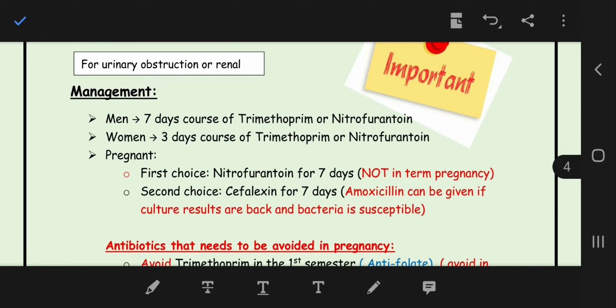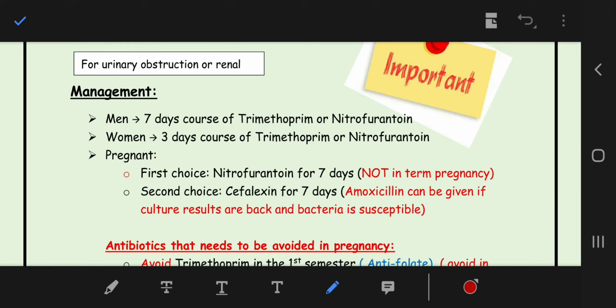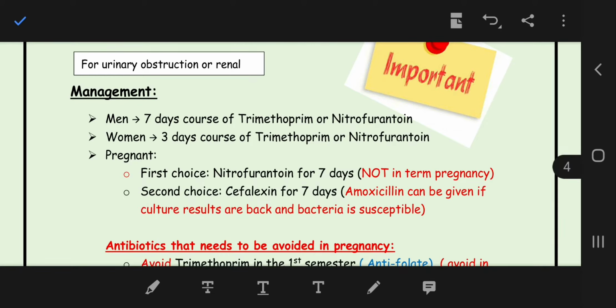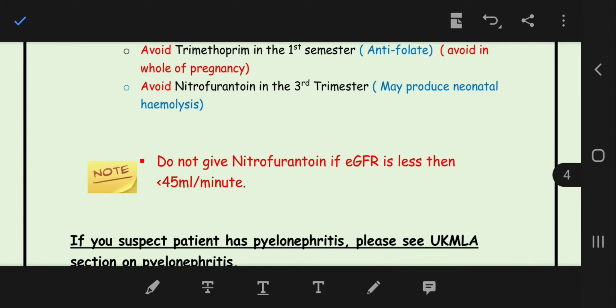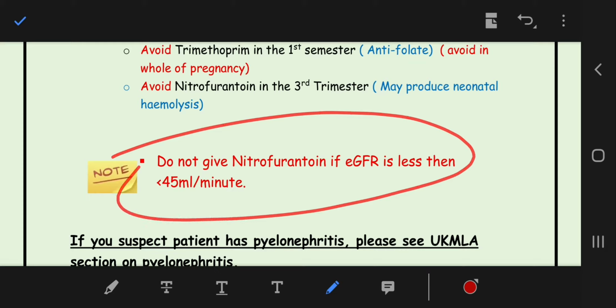So very simple. Generally, men will get 7 days because it's not common, and men should not be getting UTI. So they have a 7 days course, and women a 3 days course. Of what? It's up to you. Trimethoprim or nitrofurantoin. With nitrofurantoin, there's one thing you need to worry about. Let's see where we put it here. It should be right at the bottom here, if I'm not mistaken. There we go. Here, nitrofurantoin. I made a note here.